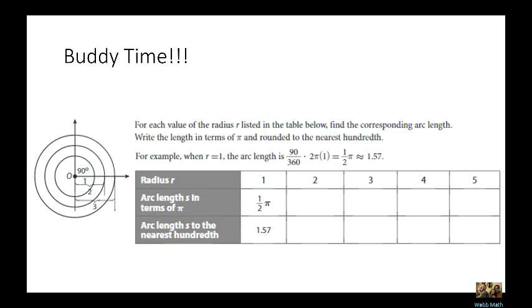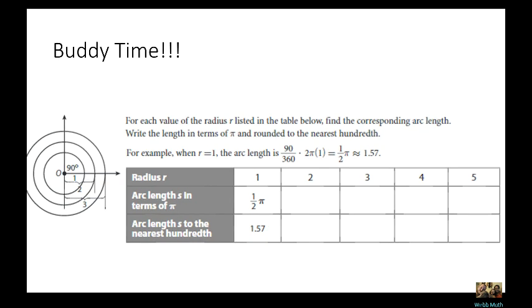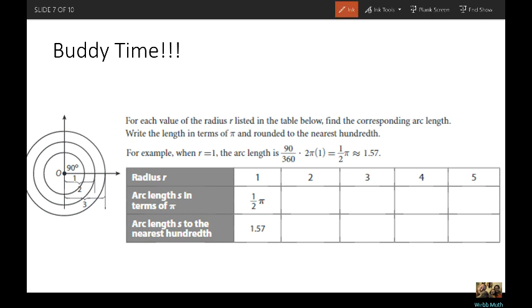All right, buddy time. So basically the math works the same way even when the radius changes, and they are proportional every time. So what I want you to practice doing right now is notice how for when the radius is 1, we're still working with a right angle, 90 degrees. So they're applying this math. So you're going to do 90 divided by 360 times 2 pi, whatever radius you're using, to find your answer in terms of pi.